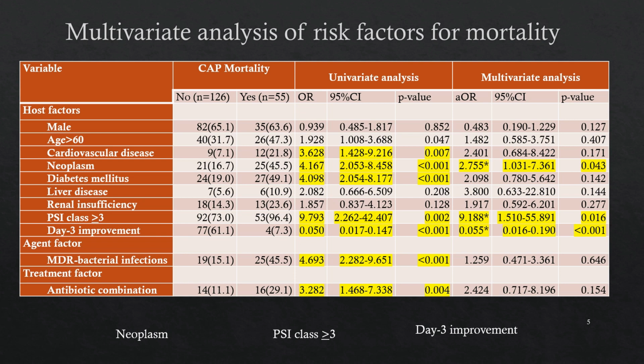In multivariate analysis among patient factors, patients with neoplasm and those with ALKALIS 3 or above had a significantly increased risk of mortality, with odds ratios of 2.79 and 9.19 respectively. Clinical improvement at day 3 appeared to provide protection, with an odds ratio of 0.06.